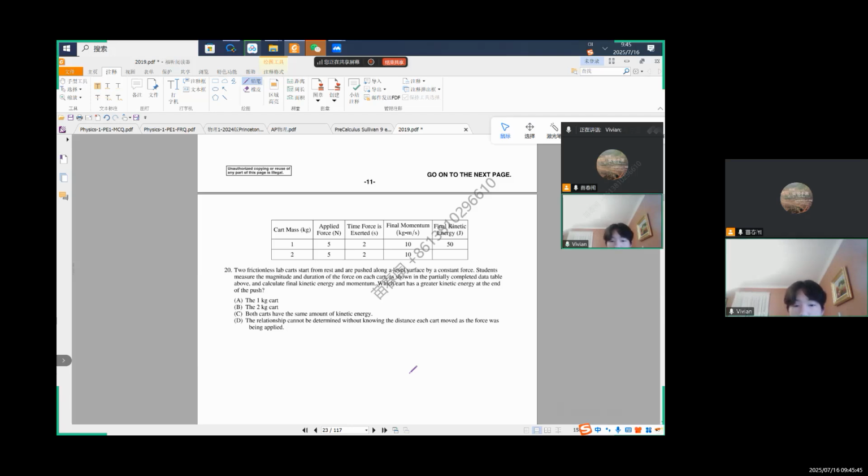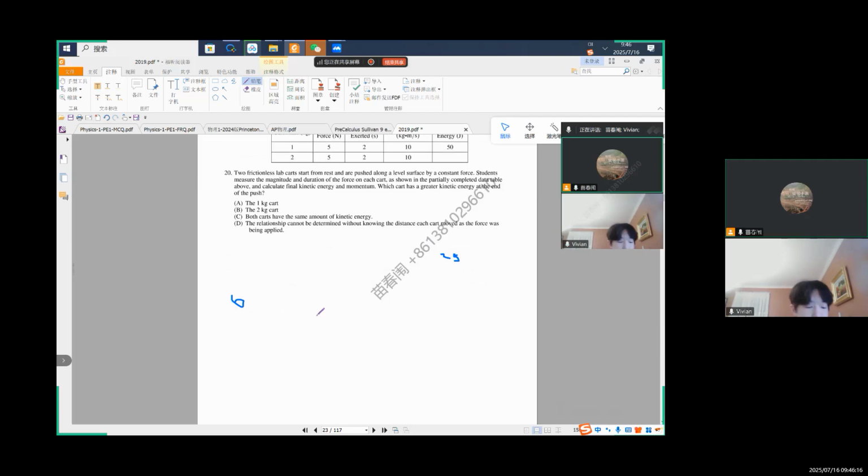Okay. Wait, this is easy then. You just do 1/2 mv squared. 1/2, 10 divided by 2, 5. So this one's 25, right? Yeah. So it's part 1. Yeah, right. That's straightforward.